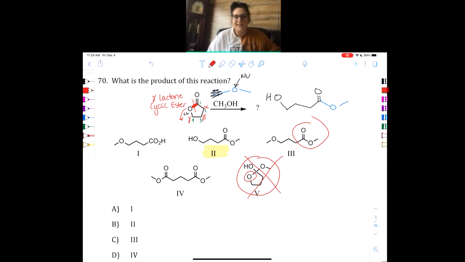This one can almost trick you because that side is correct, but they added a second methyl group here, so we made an ether instead of an alcohol. That's really weird. We don't want that.